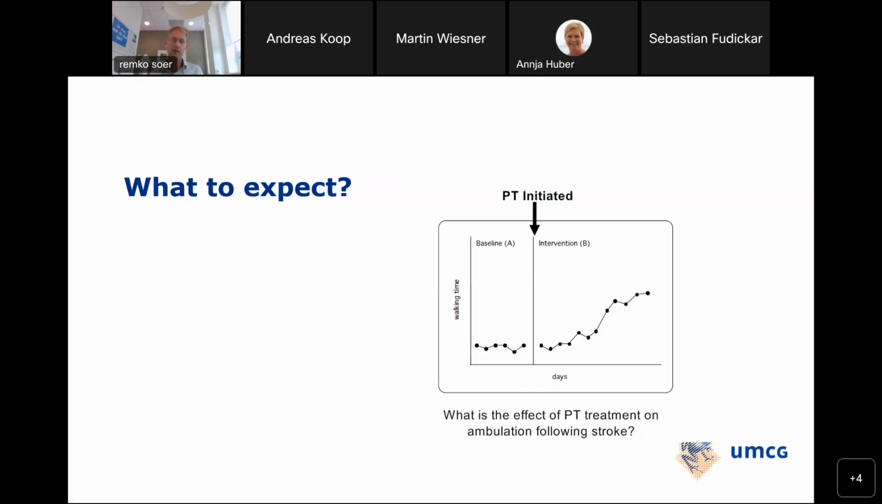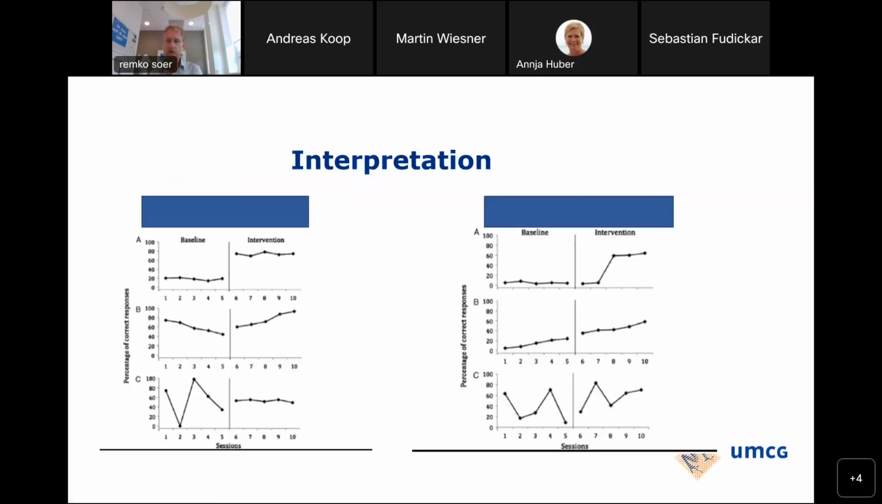And that's why in a randomized controlled trial, you would need a good control group so that you could rule out physiotherapy versus no physiotherapy, for example, and see how the physiotherapy contributes on a group level. You cannot really see that here. So the question is, what would you expect? How would you interpret your baseline and your intervention in an A-B design? So if you look at the A, just short, effective or not effective?